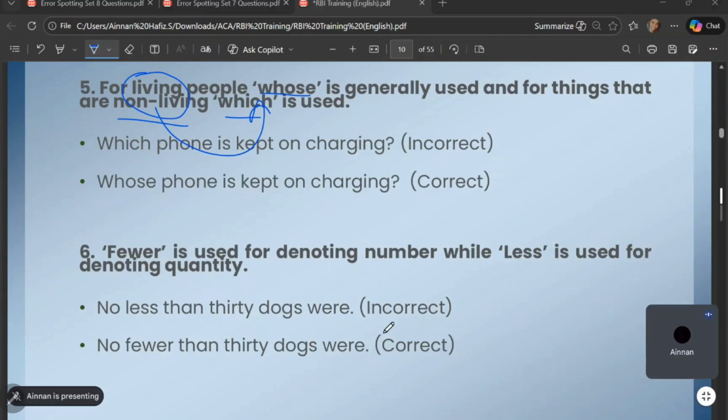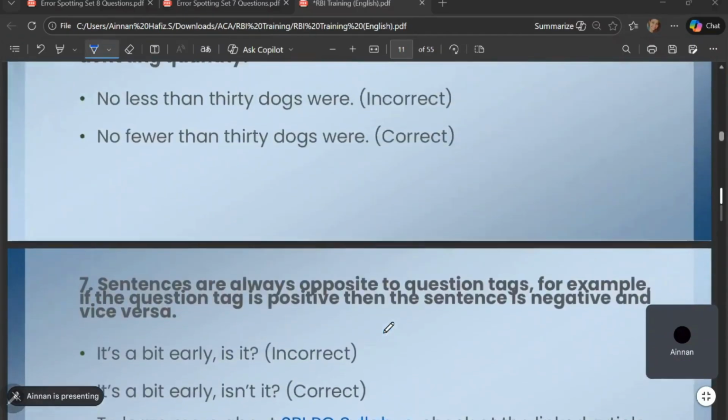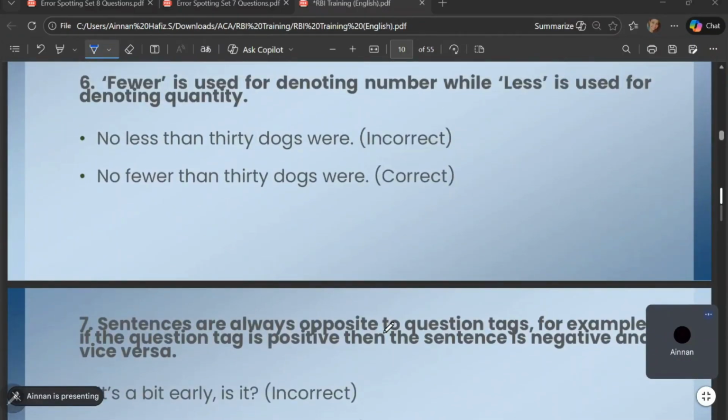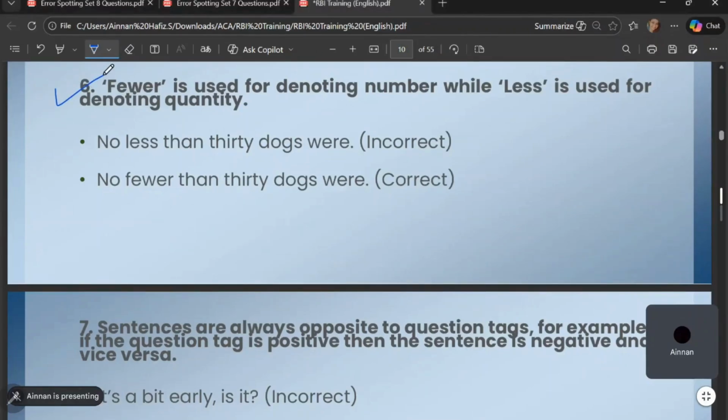Shall we move on? Yes, ma'am. Okay. Sixth one. Fewer is used for denoting number, while less is used for denoting quantity.